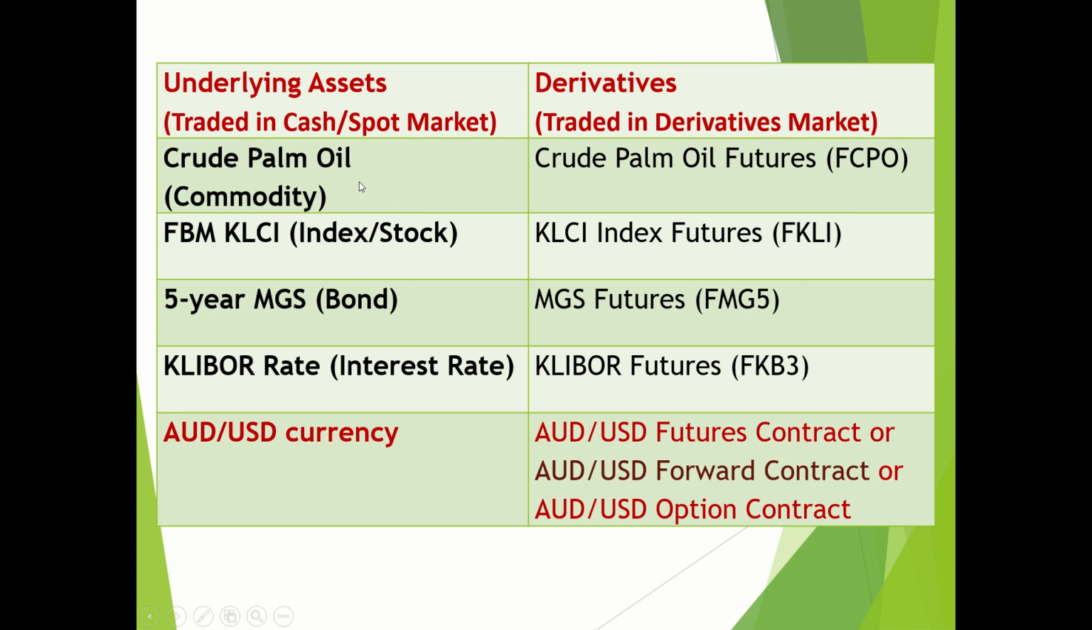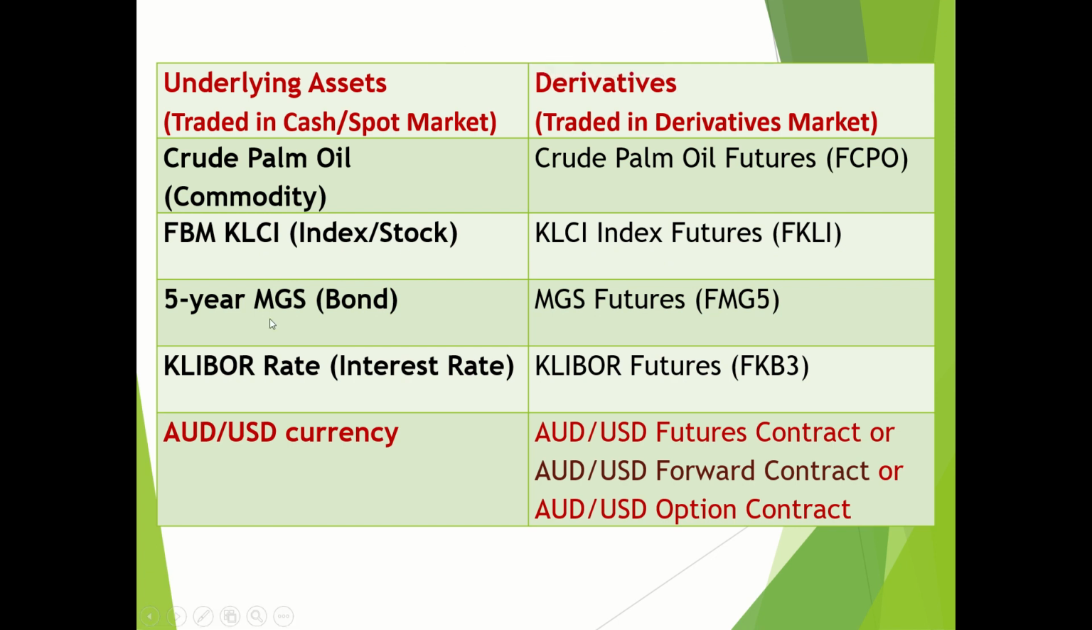Alright, crude palm oil, okay, is a commodity. Apa dia derivative contract yang terhasil daripada crude palm oil? Dia menghasilkan crude palm oil futures or known as FCPO. And then we have market index. In Malaysia, we have FTSE Bursa Malaysia Kuala Lumpur Composite Index. Okay, so ini adalah financial asset. Crude palm oil adalah business asset. FBMKLCI adalah financial asset. Okay, financial asset ni menghasilkan KLCI Index futures or known as FKLI.